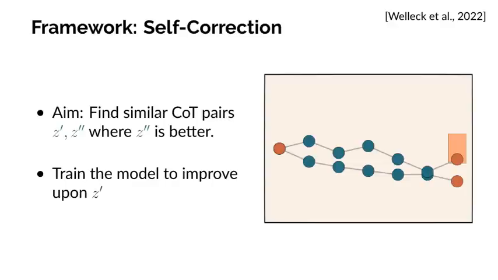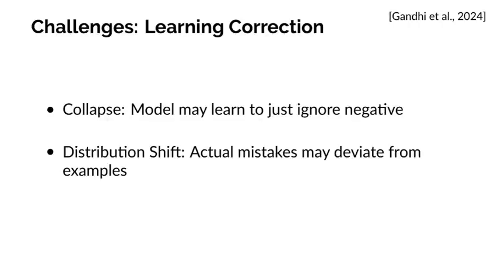If we can do this at scale, we can hope to build this ability into the generator itself. This approach sounds simple, but it actually has lots of challenges in practice. One issue is that the model will often just collapse. If the first chain of thought was just not very good, it'll learn to ignore it and simply just directly try to generate the second one.